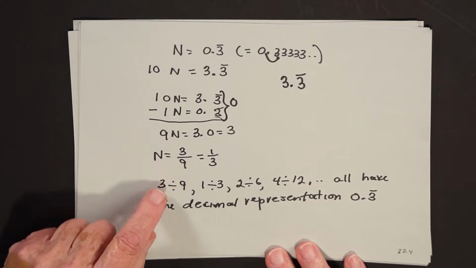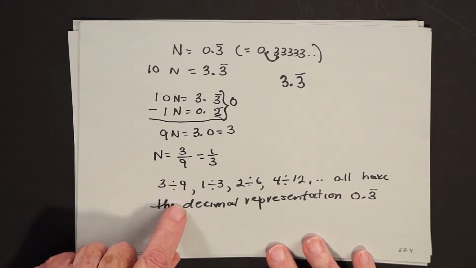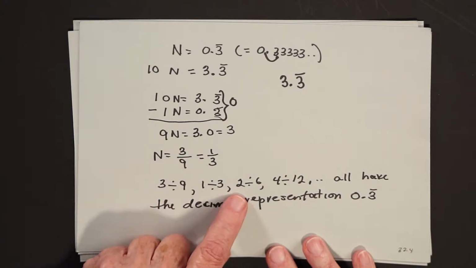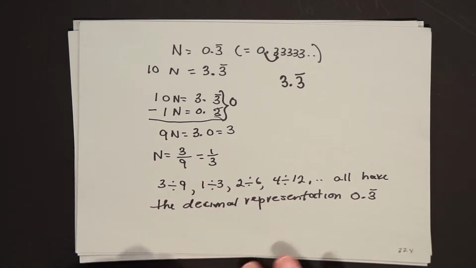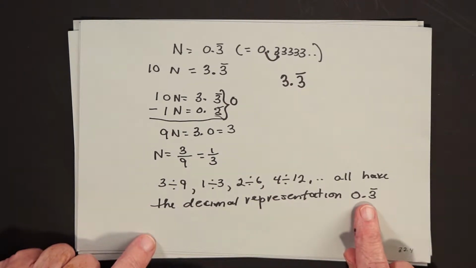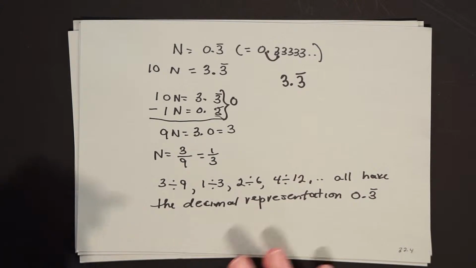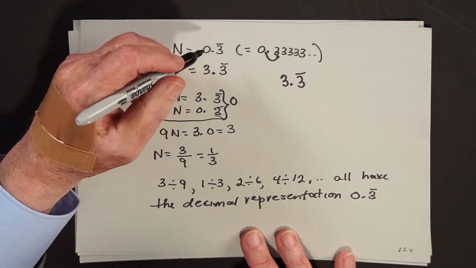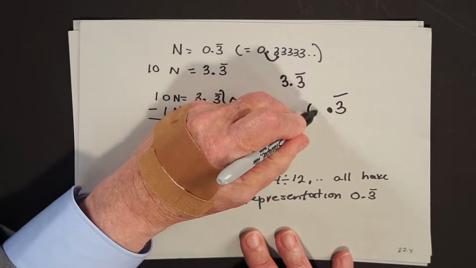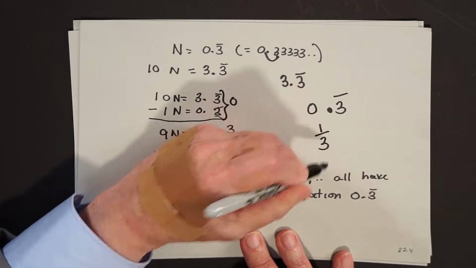By the way, notice that there are many different ratios that equal 1/3. For example, 3/9, 2/6, 4/12. But they will all have the same decimal representation, 0.3 bar. And what I'd like to point out to you is, again, from an intuitive point of view, what number would you rather deal with? 0.3 bar or 1/3?